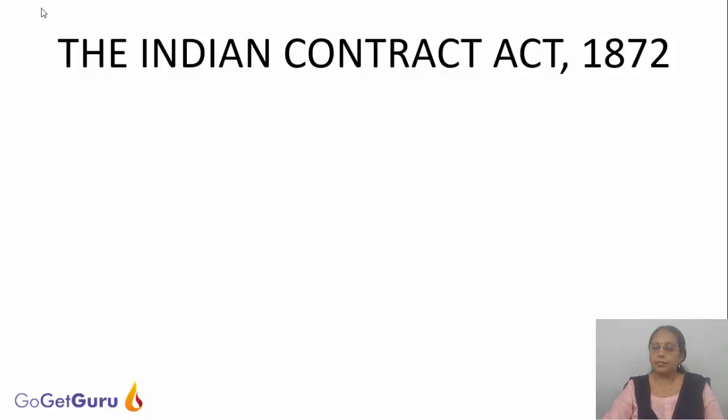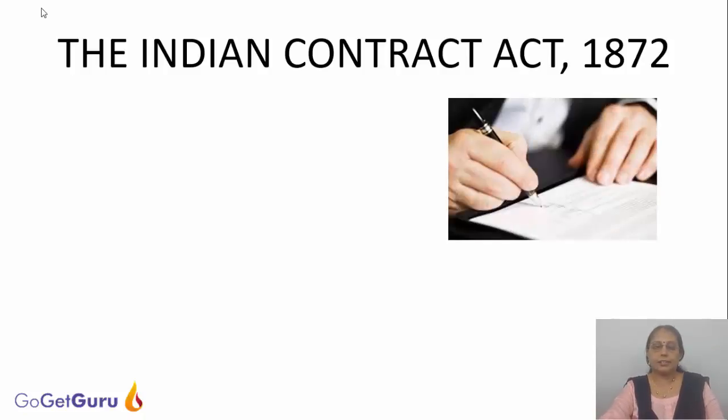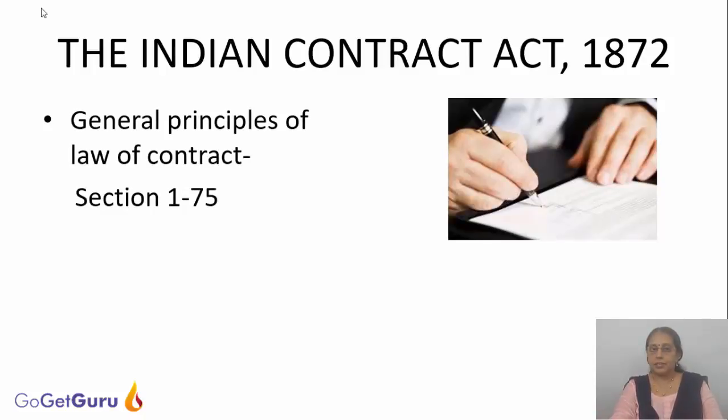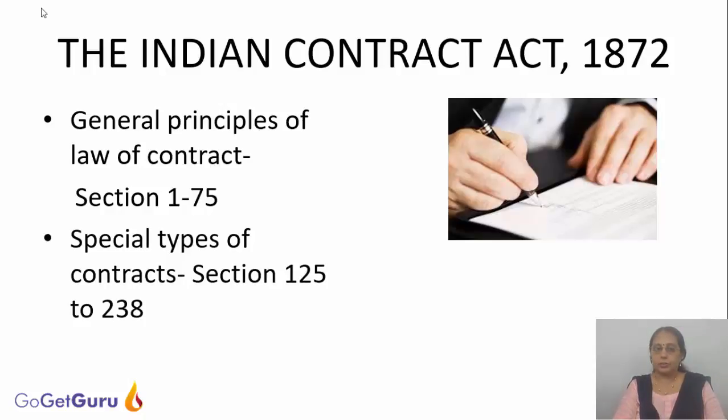So how does the Act run? The Act is running in two parts. The first part is the general principles of the law of contract, which are provided under section 1 to section 75, and there are special types of contract which are defined under section 125 to 238. These special types of contracts can be contract of agency, contract of bailment. So these are the various distinct types of contracts which are defined and their provisions are also defined.